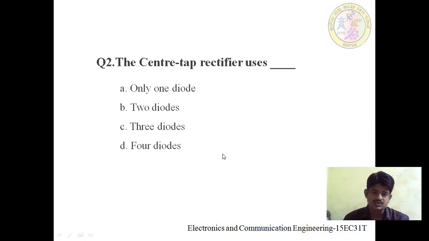And four diodes. See, the question is not about the bridge type full wave rectifier. It is a center tapped full wave rectifier. So four diodes is also a wrong answer. If the question was like, the bridge type full wave rectifier uses how many diodes, then it would be the correct answer. But now the question is related to the center tapped rectifier. So option B, 2 diodes, is correct.